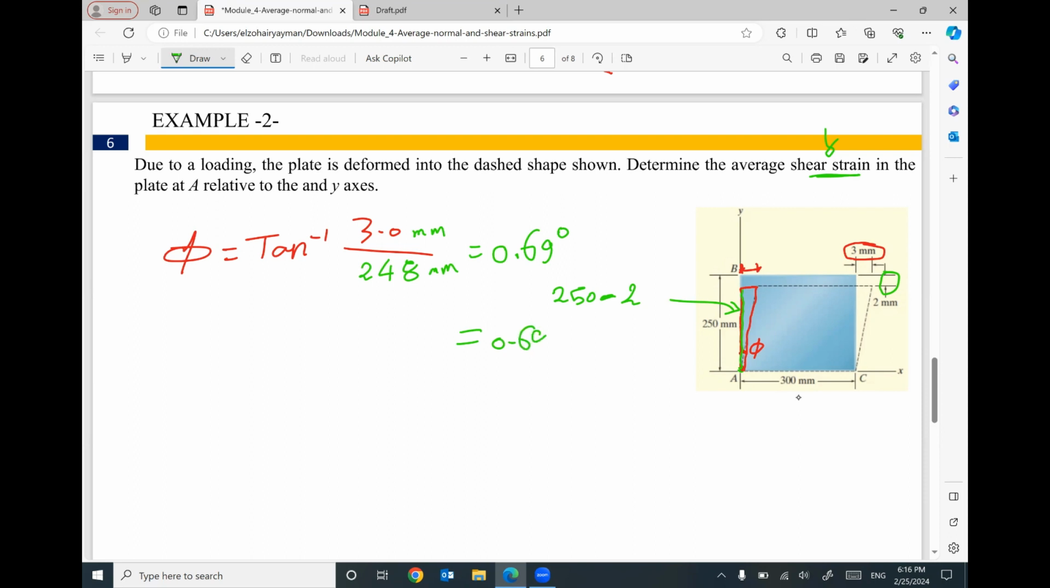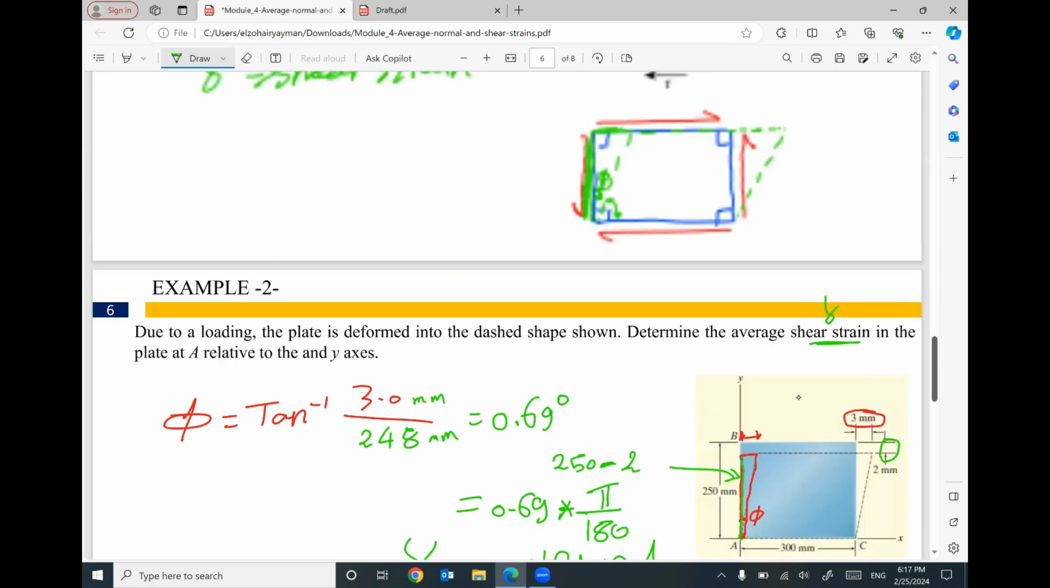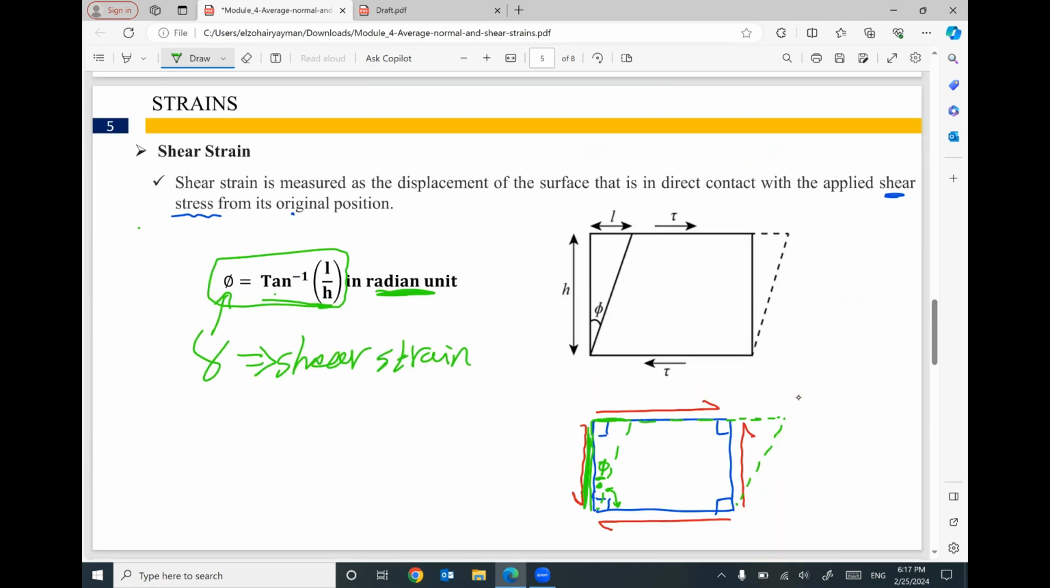I will convert it to radian: 0.69 times pi divided by 180 equals 0.0121 radian. And this will be the value of the shear strain at corner A. I forgot to mention here, the inverse tan of opposite divided by adjacent gives the angle in degree. To convert it to radian, I have to multiply it by pi divided by 180. That makes sense?